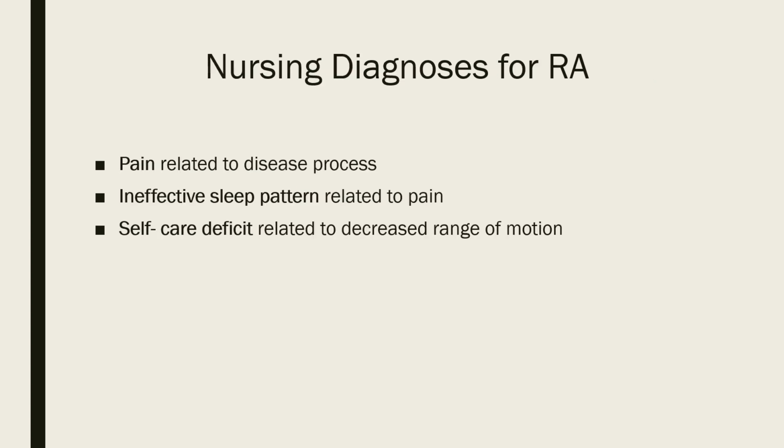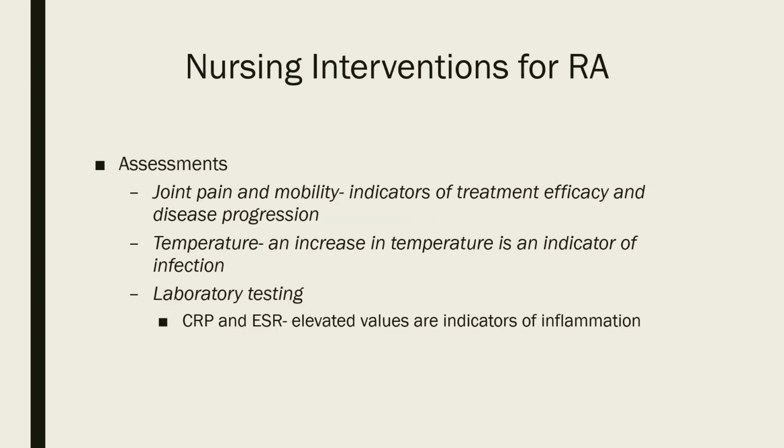So some nursing diagnoses for RA: pain related to the disease process, ineffective sleep pattern related to the pain, and then a self-care deficit related to decreased range of motion. So some nursing interventions for rheumatoid arthritis. We are nurses, so we are going to assess. We are going to look at their joint pain and mobility, indicators for efficacy and disease progression.